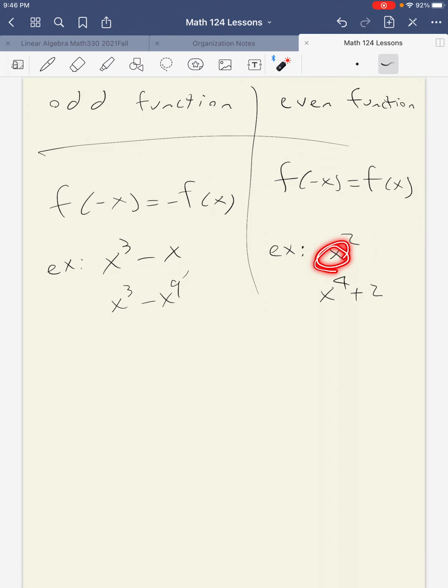Basically, if you plug in a negative here, the negative will cancel out because it got squared. Negative will get canceled out here because it's to the fourth. But in these, the negatives get preserved and you can pull the negative out. So practice your corresponding homework problems with that stuff.